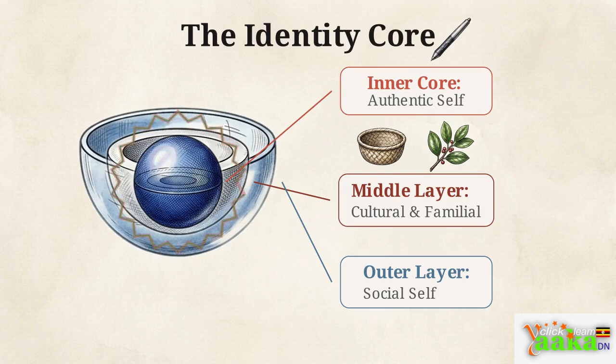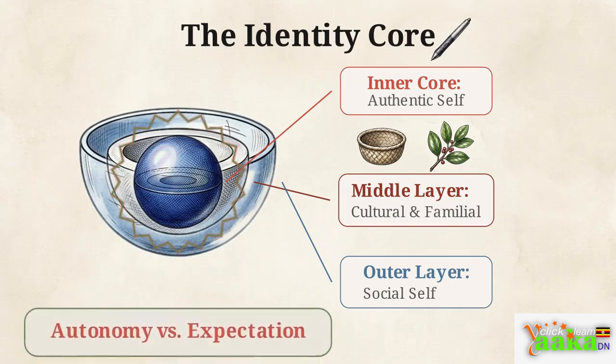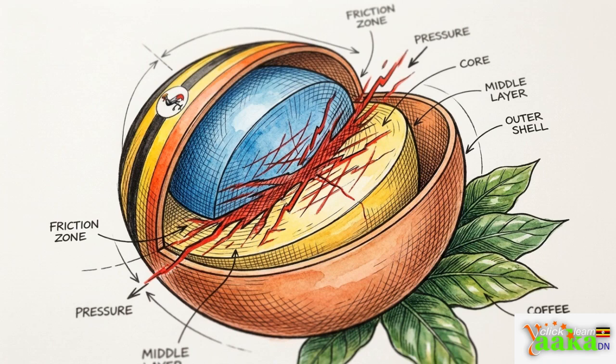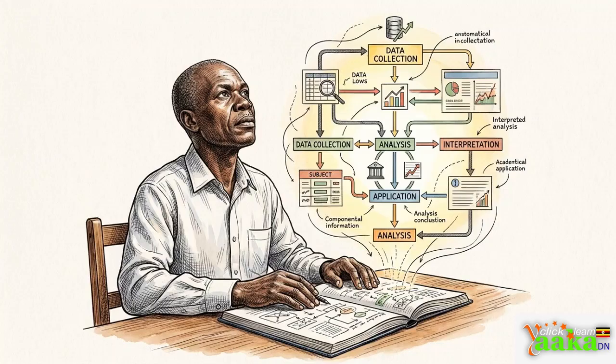For example, the struggle of autonomy versus expectation occurs when the desires of your inner core clash directly with the demands of your middle layer. When you can explicitly identify which two layers are fighting for control in your own life, you make the leap from storytelling to analysis. That specific realization proves you are thinking critically about your development.